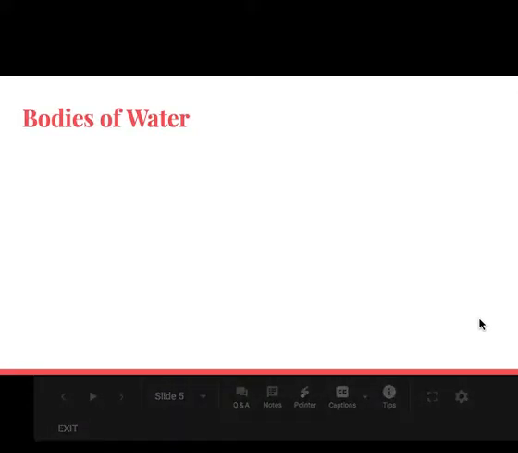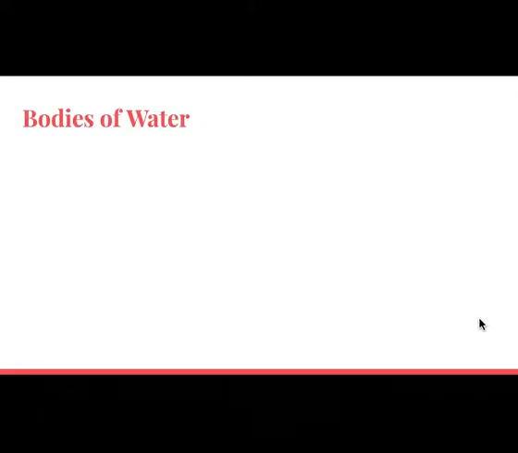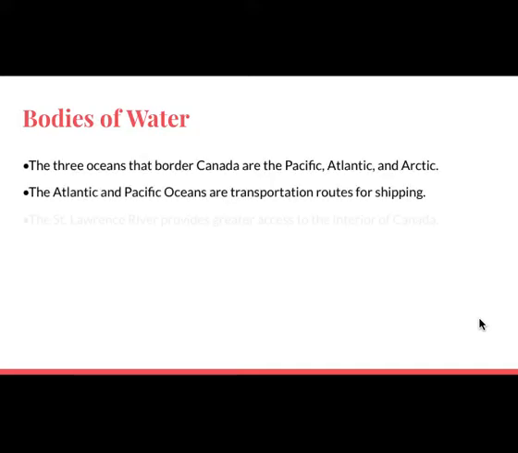Now, the next portion of our reading takes us to the study of the bodies of water. And you've got 2 pages on page 182 and 183 to read on your own. The key information I'd like you to take away is that there are 3 oceans that border Canada, are the Pacific, Atlantic, and Arctic. The Atlantic and Pacific Oceans are transportation routes for shipping. The St. Lawrence River provides great access to the interior of Canada.